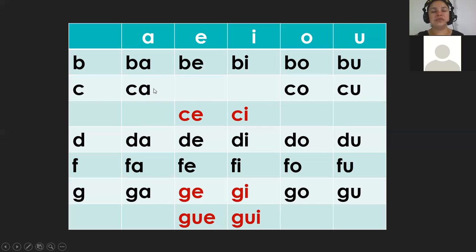The next one, we have some letters that are highlighted in red. So the C with A is ka, but why did I put the C and the C down here? It is because we don't pronounce them like ke or ki, but we pronounce them as se, si. But we have ko and ku. So how does it go? Ka, se, si, ko, ku. I hope that you understood this case.